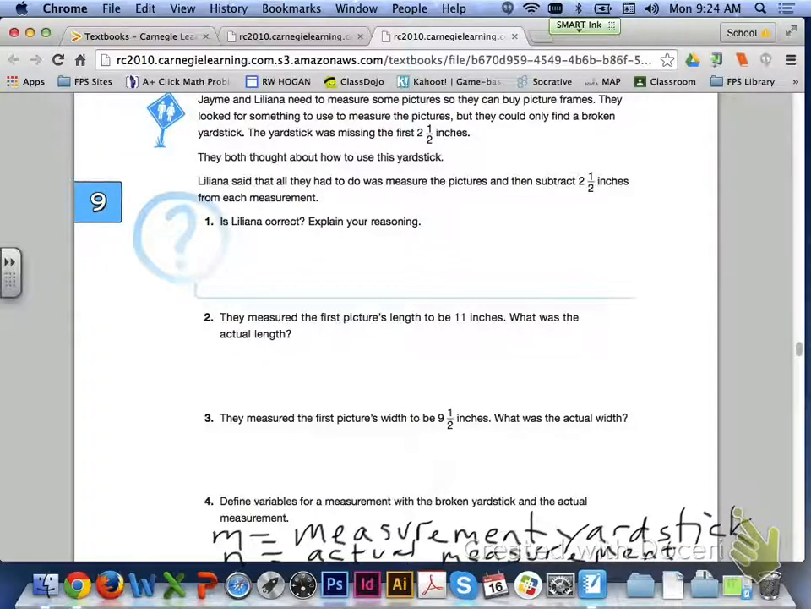So that is the problem situation that you will be thinking about as we start to answer questions in problem number 1. Go ahead and answer number 1 through number 5 on page 644. Again, just like we did in lesson 9.4, I'm going to give you the variables to work with so that we all have the same ones. M is going to be equal to the measurement with the broken yardstick, and N is going to be equal to the actual measurement. So go ahead and do number 1 through number 5 on page 644.